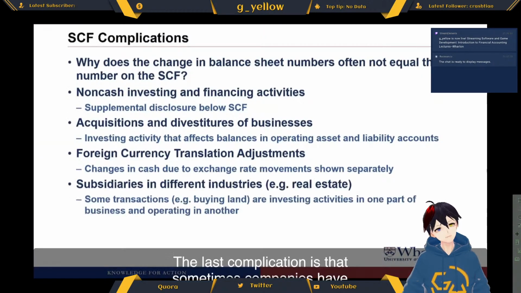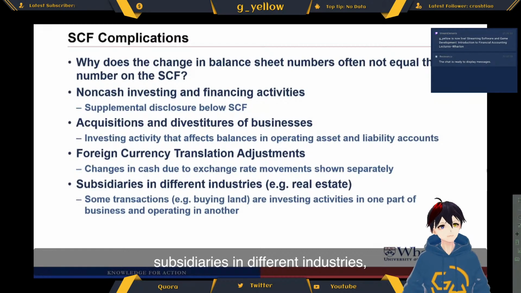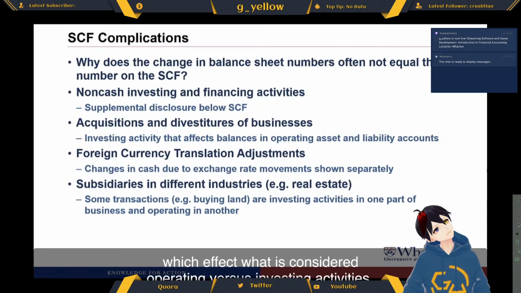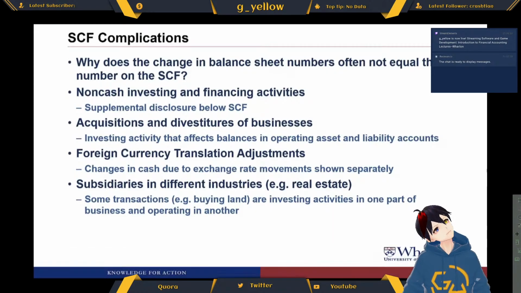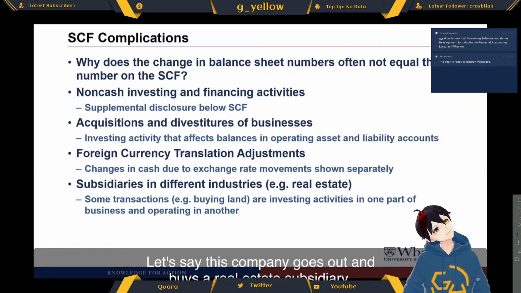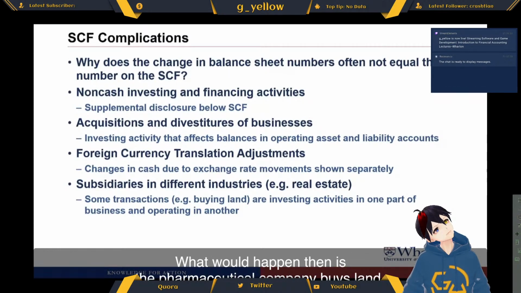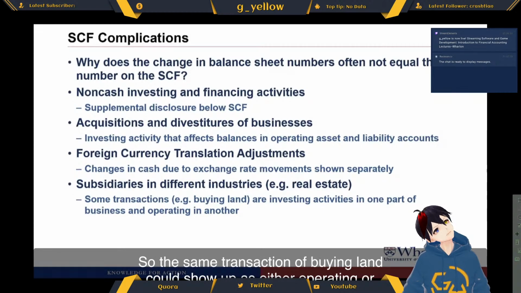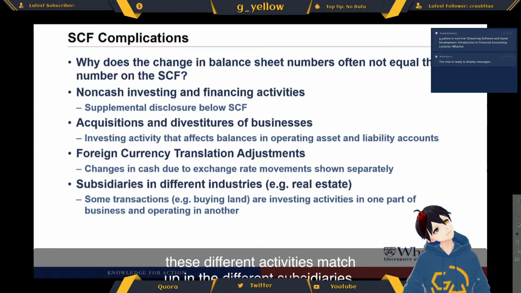The last complication is that sometimes companies have subsidiaries in different industries which affect what is considered operating versus investing activities. So let's think back to our company before that made the pills to cure gray hair. Not that gray hair needs to be cured. Let's say this company goes out and buys a real estate subsidiary. What would happen then is the pharmaceutical company buys land, it would be considered an investing activity. But if the real estate subsidiary buys land, it would be considered an operating activity because that's part of their core operations. So the same transaction of buying land could show up as either operating or investing. Now, companies in this situation will sometimes produce separate cash flow statements to help investors see how these different activities match up in the different subsidiaries.